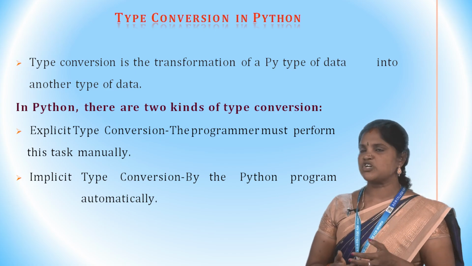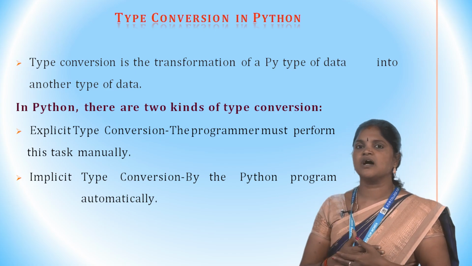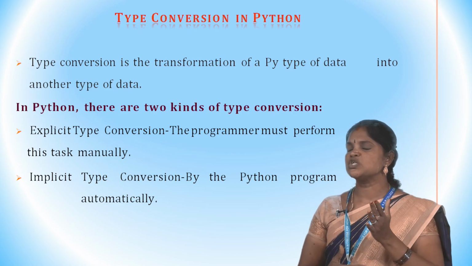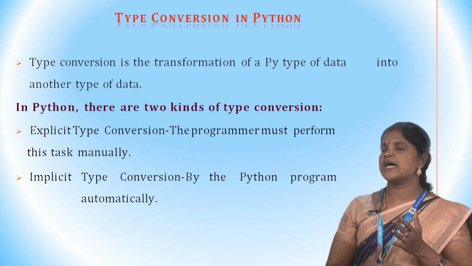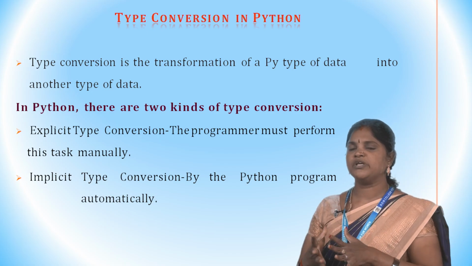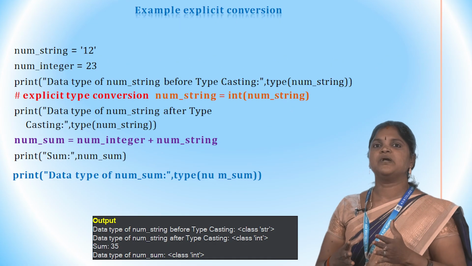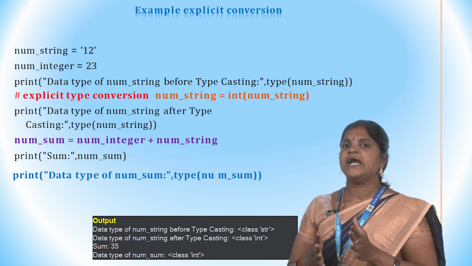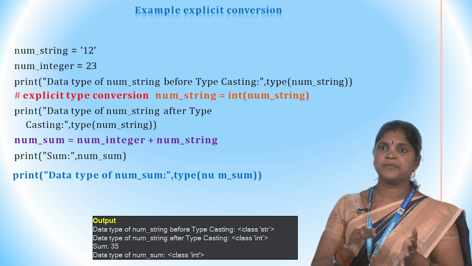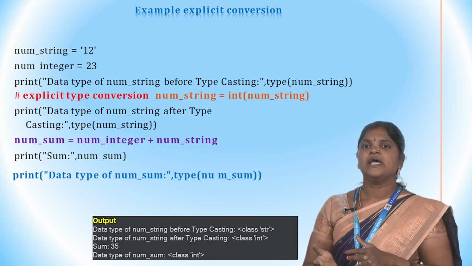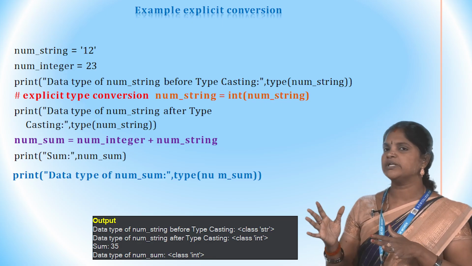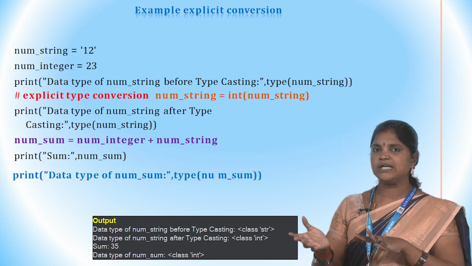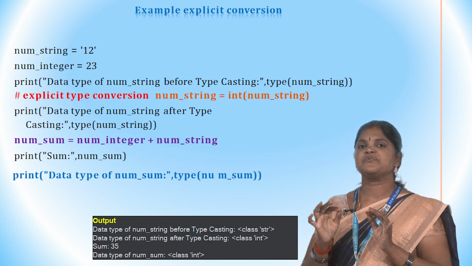Python explicit conversion. In explicit conversion, users convert the data type of an object to the required data type. We use built-in functions like int, float, string, etc. to perform explicit type conversion. This type of conversion is also called typecasting because the user casts the data type of the object. Example, num string equal to 12, num integer equal to 23. Print data type of num string before typecasting, type num string. Explicit type conversion: num string equal to int num string. Print data type of num string after typecasting, type of num string.